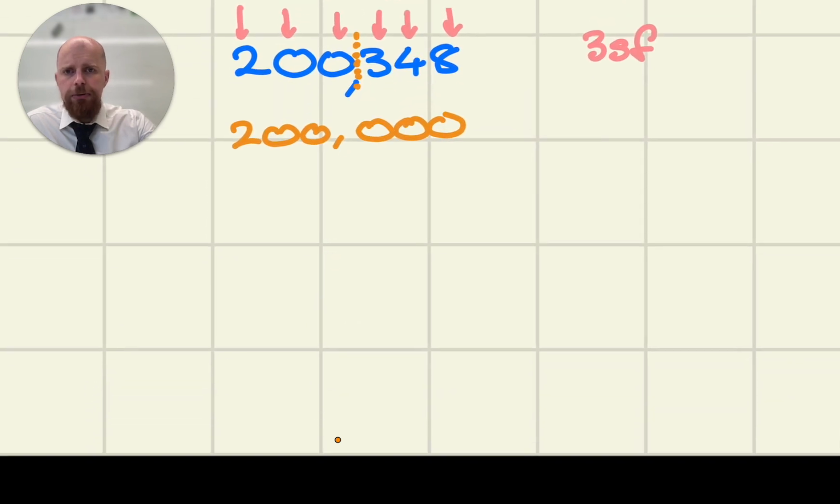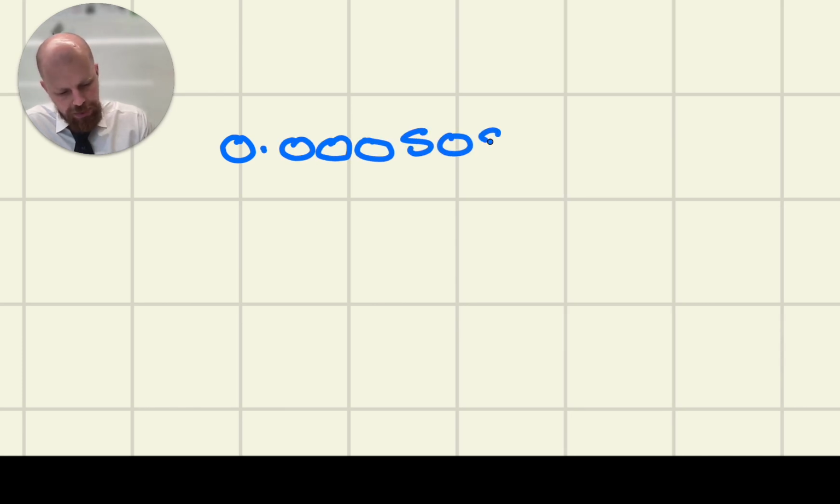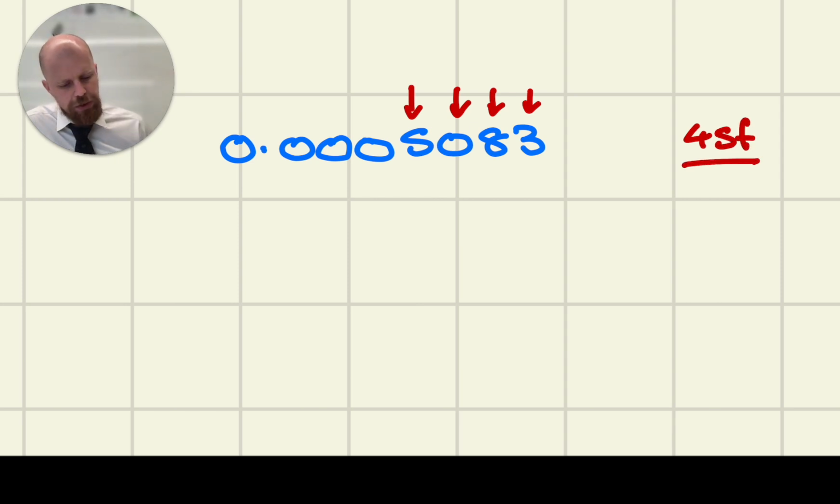Another common mistake people make is when they're looking at decimals. 0.000583. There are 4 significant figures here. We start counting as soon as we reach the first non-zero digit. So that's 1. That 0 does count because it's after the first non-zero digit. So that's 2, 3, 4. This has 4 significant figures in total.